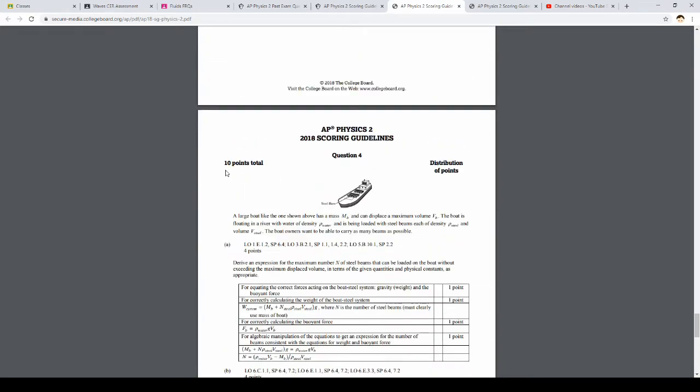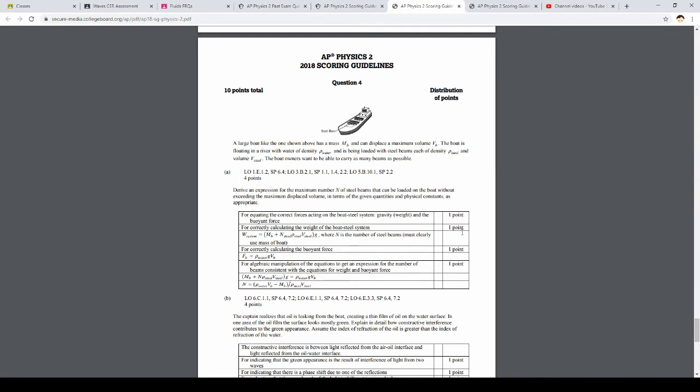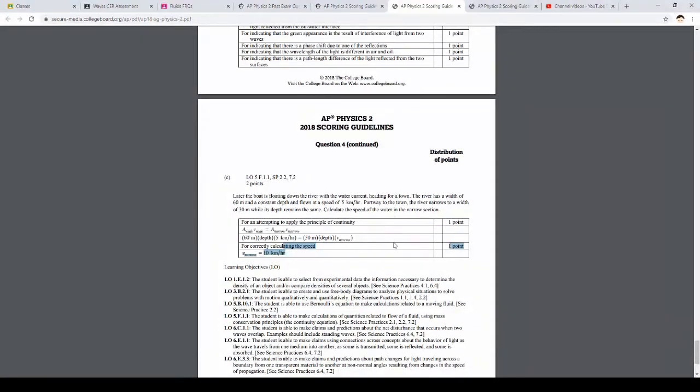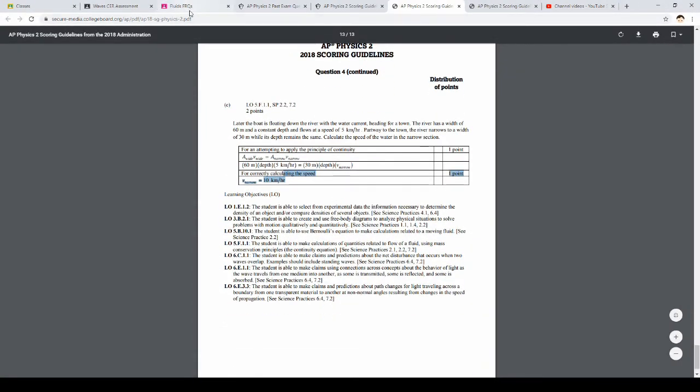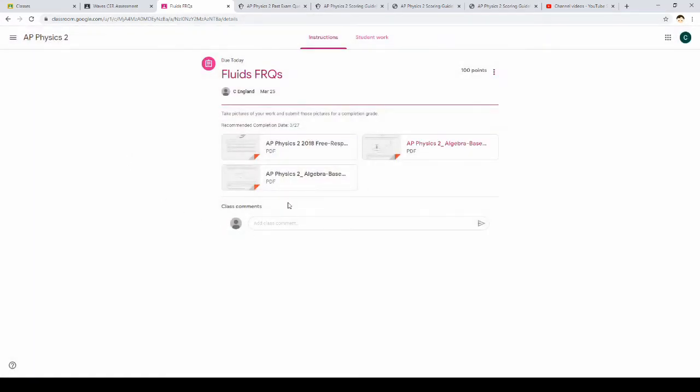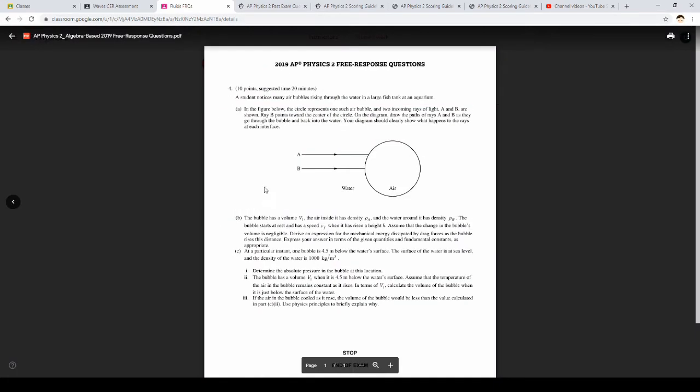So while this is marked as being a 10-point question, it's actually only 6 points that we could earn from fluids. The last FRQ question is from 2019. A student notices many air bubbles rising through the water in a large fish tank aquarium. In the figure below, the circle represents one such air bubble, and two incoming rays of light A and B are shown. Ray B points towards the center of the circle.